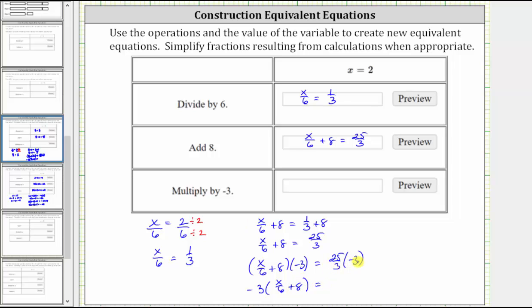And now let's find the product on the right over here on the side. We have 25/3 times negative 3, or negative 3 over 1. Before multiplying, notice how we can simplify. There's 1, 3, and 3 here as well as here. This simplifies to 25 times negative 1, which is equal to negative 25. And therefore the third equivalent equation is negative 3 times the quantity x divided by 6 plus 8 equals negative 25. I hope you found this helpful.